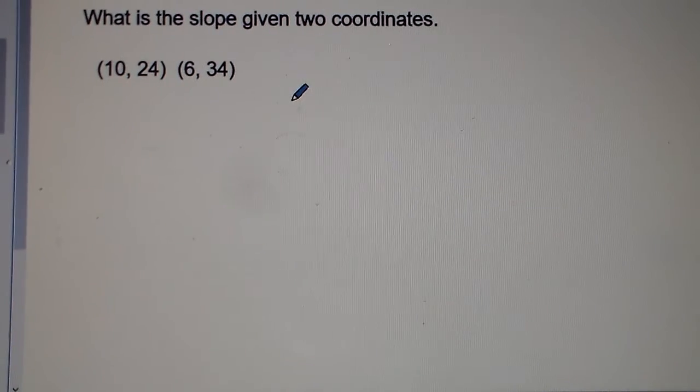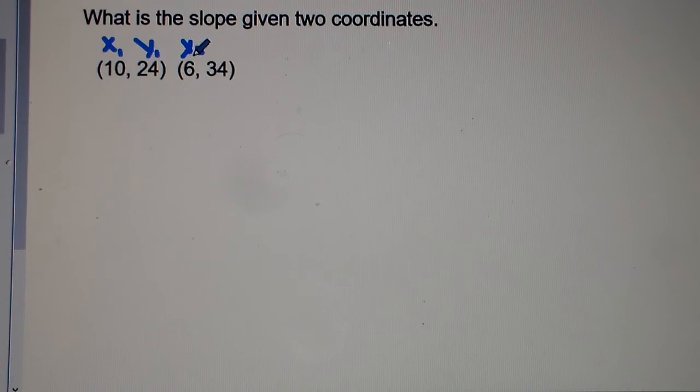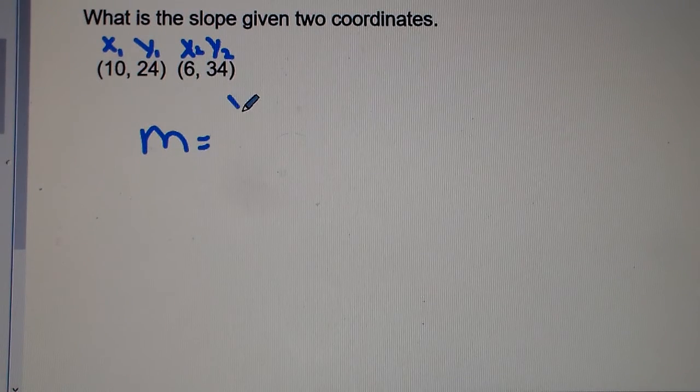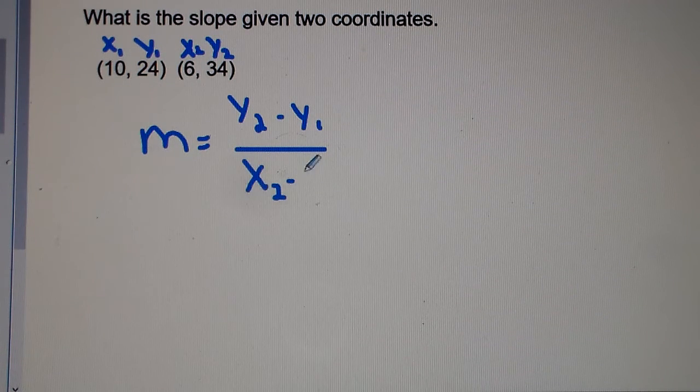Alright, let's do another one here. So find the slope between these two coordinates. This is my x1, y1, x2, y2. Our slope formula, I'll write it out just so it's nice and pretty: y2 minus y1 over x2 minus x1.